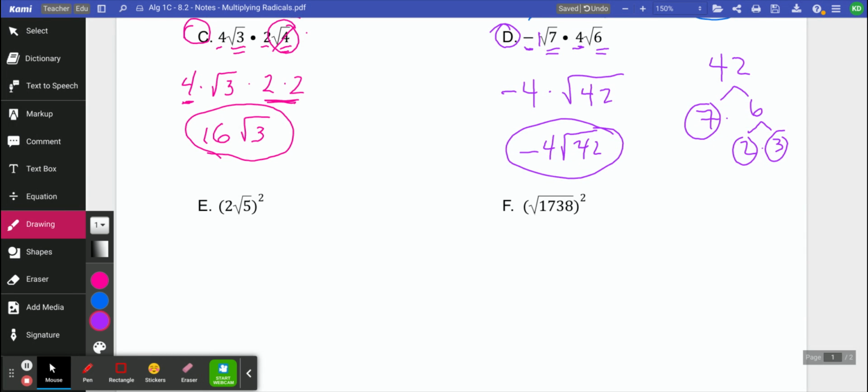Okay, for our next one here, we have 2 radical 5 to the second power. So this is where we have to remember, what does this mean? This is squaring, which means multiply by itself.